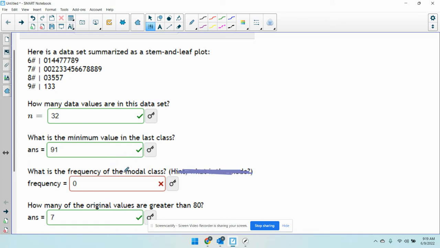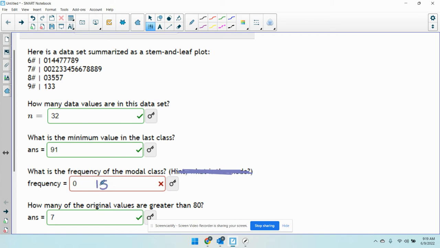So the mode would be the data value that occurs most often. The modal class would be the class that occurs most often. So in this case, the 70s has the most data values in it. So the frequency of the modal class would be just counting up how many values are in the 70s, which is 1, 2, 3, 4, 5, 6, 7, 8, 9, 10, 11, 12, 13, 14, 15.